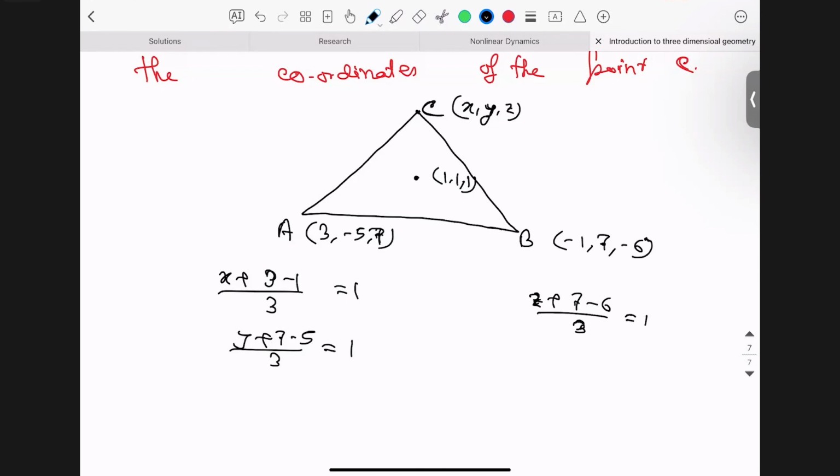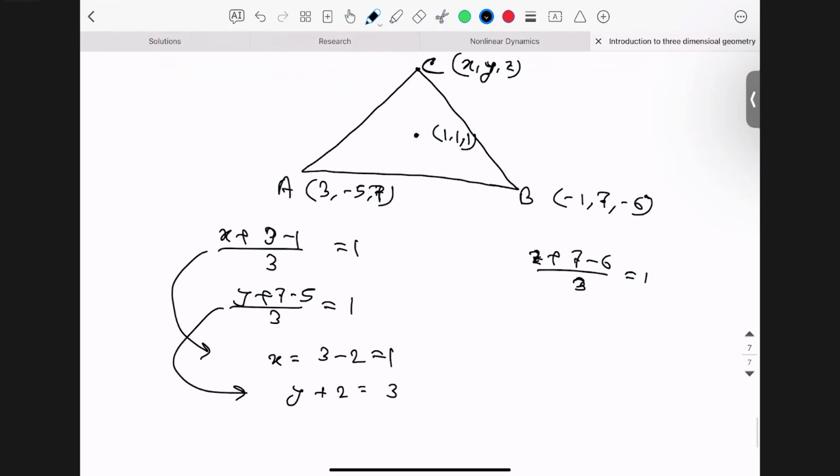Now from here, what can we write? x equals 3 minus 2, which equals 1. From here, what can we say? y plus 2 equals 3, which further implies y equals 1. This is because 3 minus 1 is 2, and I am multiplying this 3 to here. So ultimately, we are getting this.